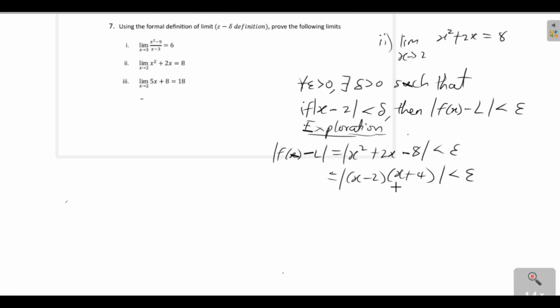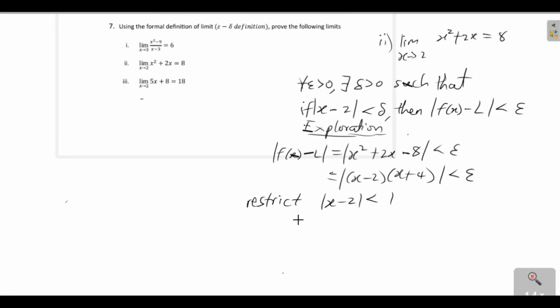Now, we know from the definition that we quoted that |x − 2| is less than delta. But we need to bound x + 4, so that we can easily choose our delta in terms of what? Epsilon. Now, in bounding x + 4, I will restrict |x − 2| to be less than 1. This is because I want to keep x close enough to 2. That is why I'm restricting this to be less than 1.